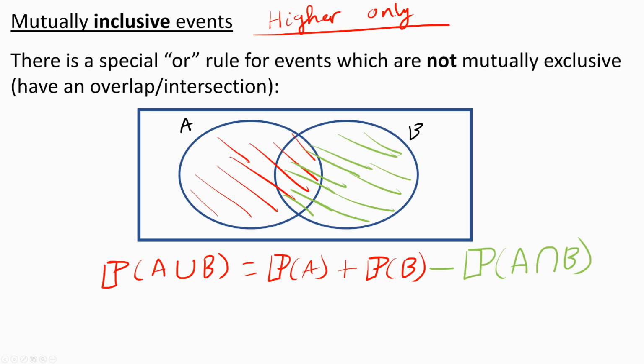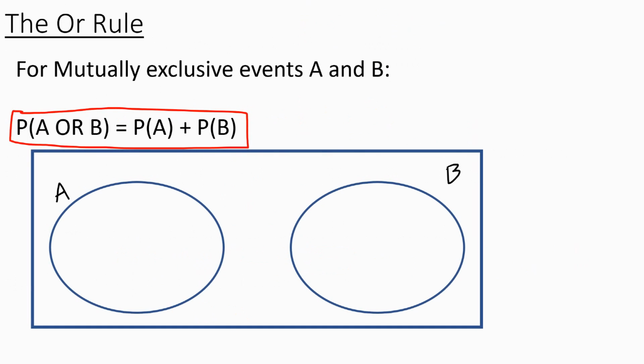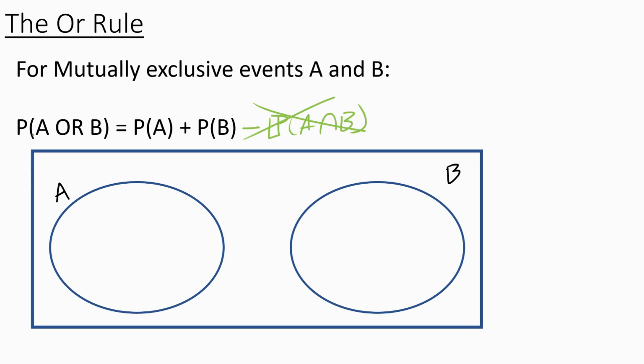And just very quickly, you should remember the probability of A and B for mutually exclusive events was 0 because it didn't have any overlap. So we were really using this rule before. It's just that probability of A and B was 0, so we just didn't think about it.